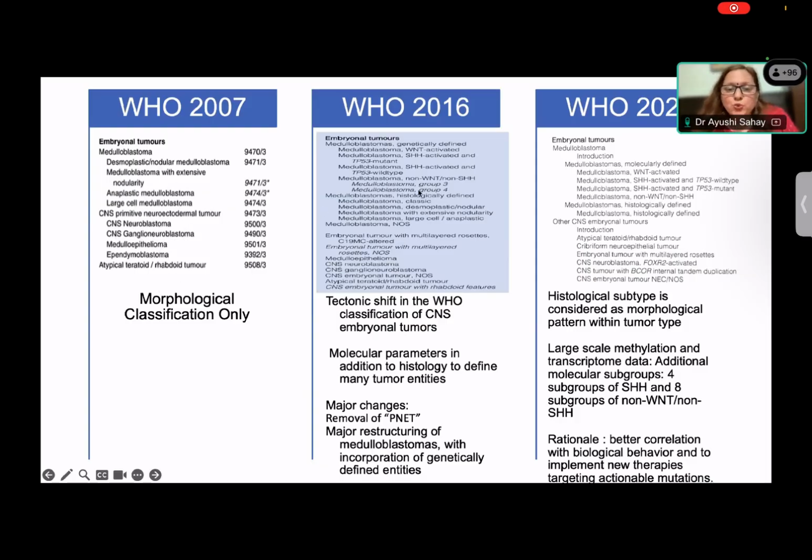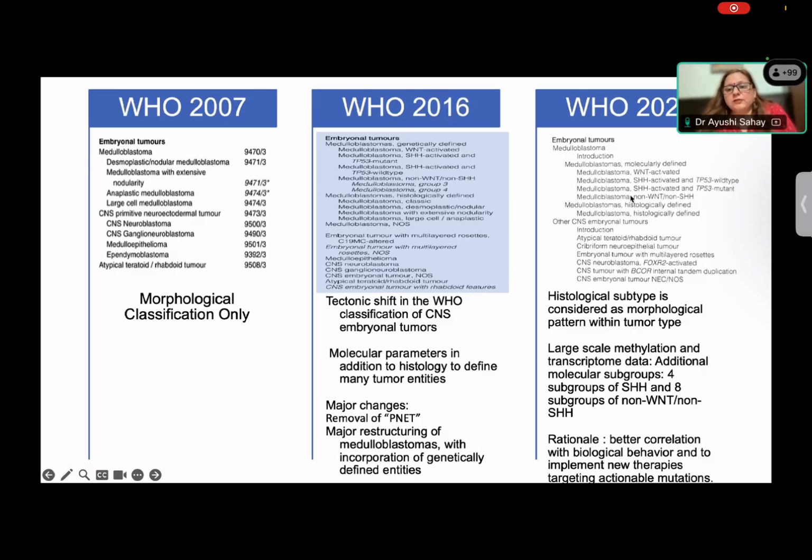But in 2016, subsequent to all this molecular information, there was a shift in the classification, and now the medulloblastoma could be genetically defined or histologically defined. The histologically defined was kind of similar to what we had seen previously. They called it classic medulloblastoma, desmoplastic nodular, medulloblastoma with extensive nodularity, and large cell or anaplastic features. But they also introduced the term genetically defined, according to three major subtypes and two subtypes of the genetic alterations identified, and this term PNET was removed.